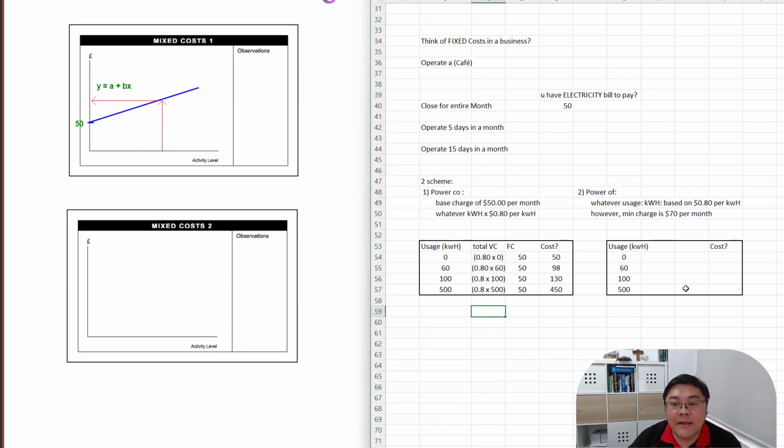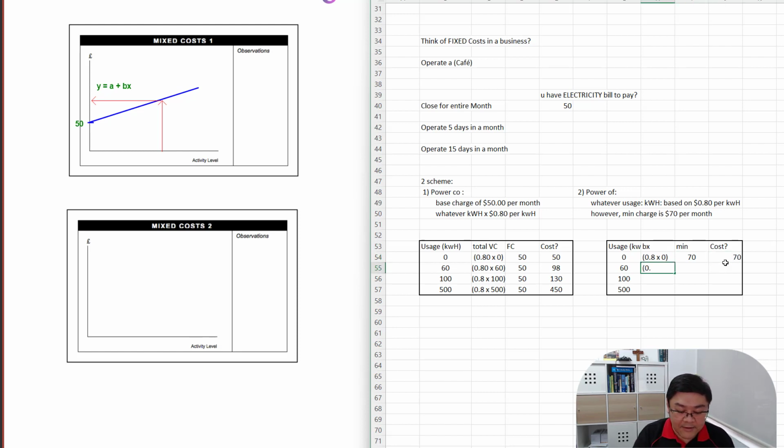So I gave you another example of a mixed cost scenario. Let's say that for every kilowatt hour we will charge 80 cents, but we will have a minimum of $70. So you're going to see, we're going to start with the minimum, and then we're going to calculate by taking bx. If I take 0.8 times 0, I'm going to get 0. The minimum is 70, so the cost is going to be 70.